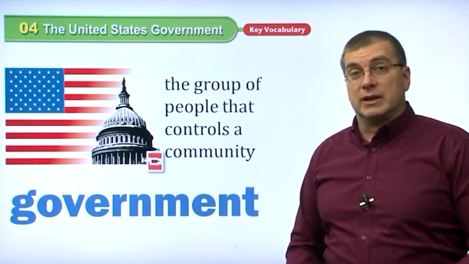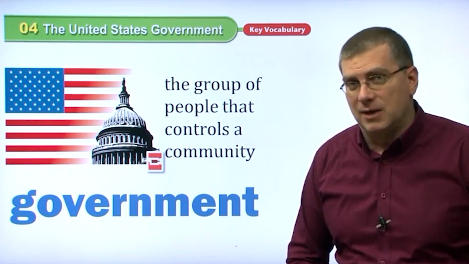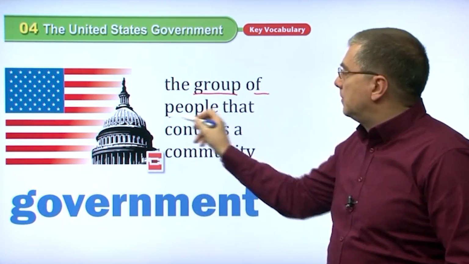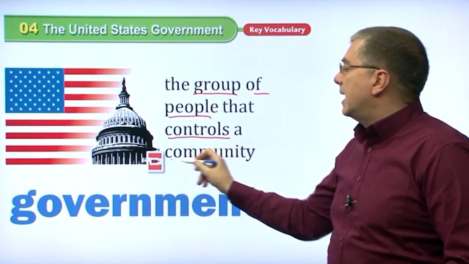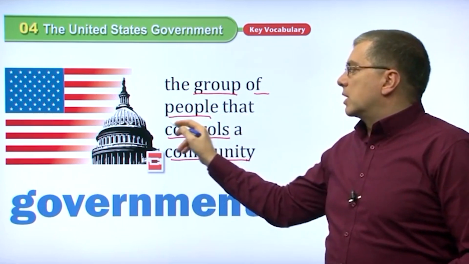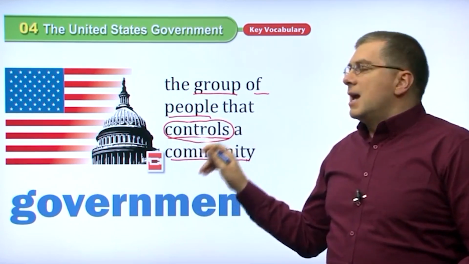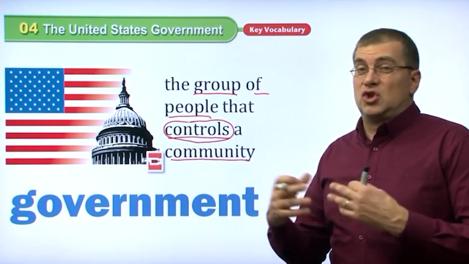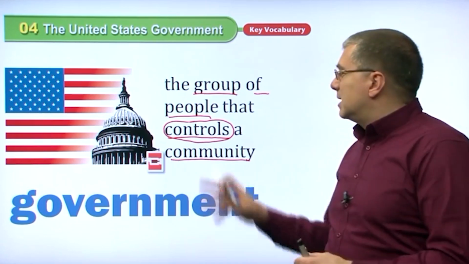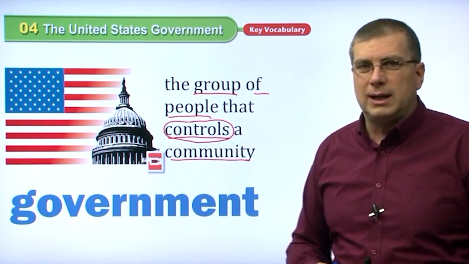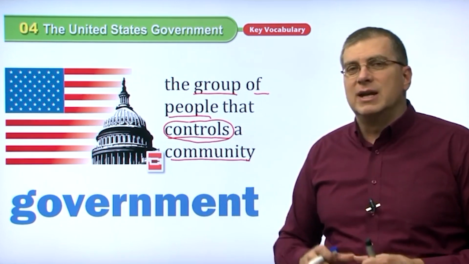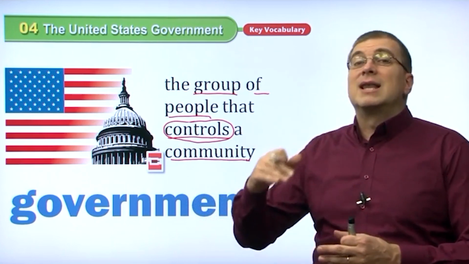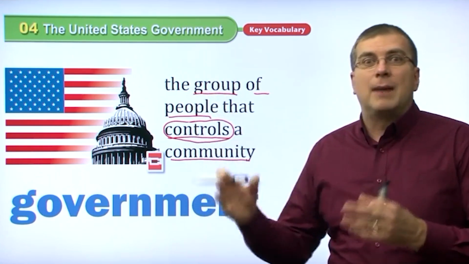Our first word, of course, is government. What is government? Government is defined as the group of people that controls a community. Now that's an interesting word, controls a community. It's the group of people that has the power to make laws, to change community policy, but be careful using control, right? In democratic countries, the government, sure, they kind of control the community, but the people elect those leaders. So they don't have absolute power.